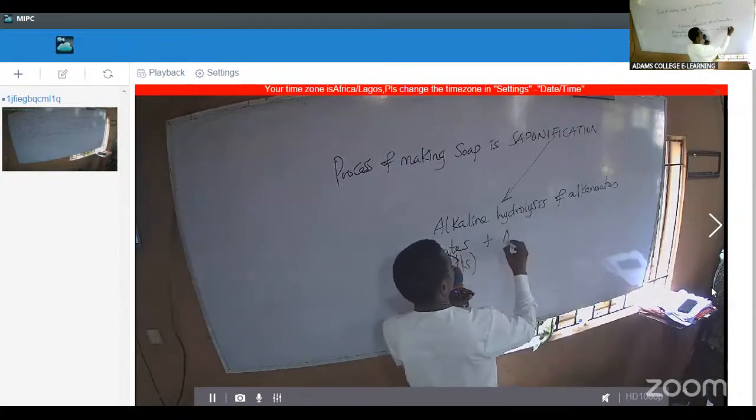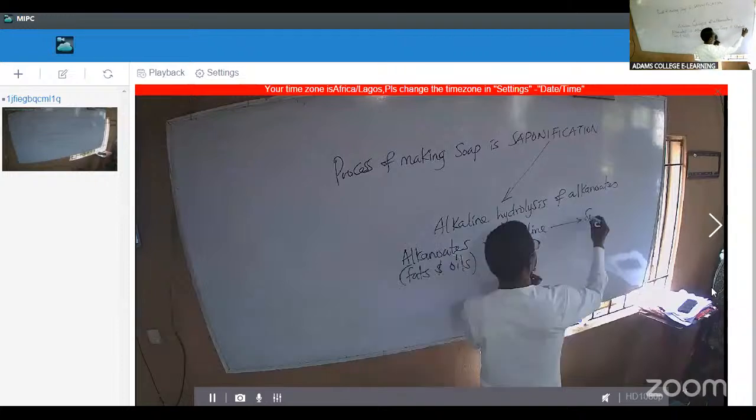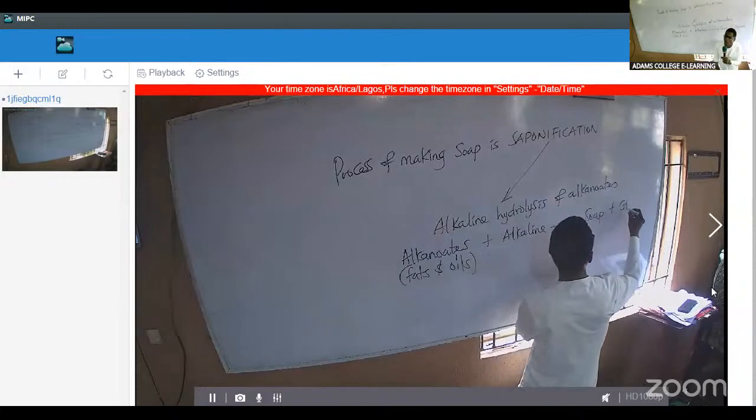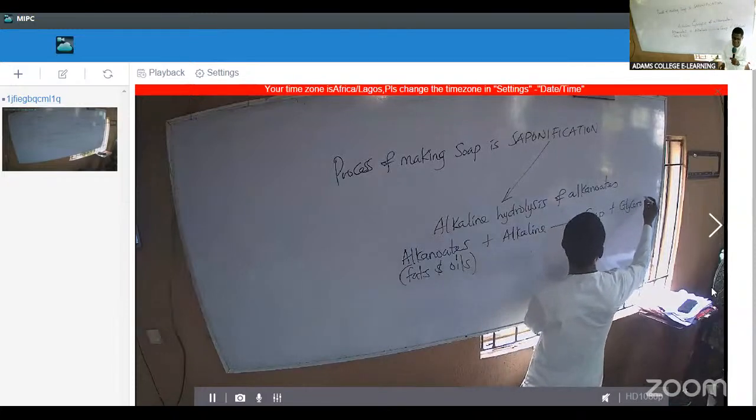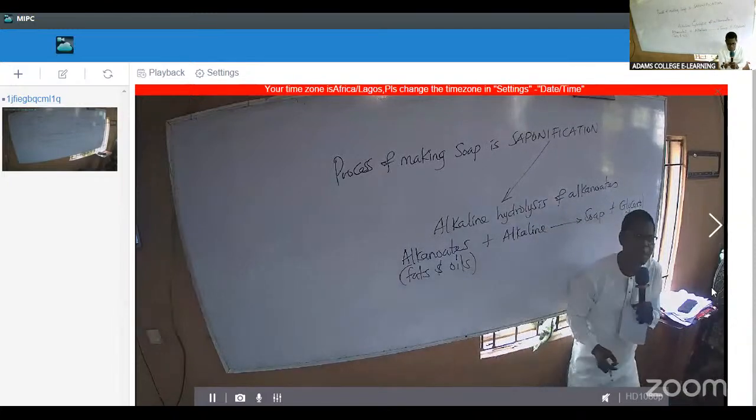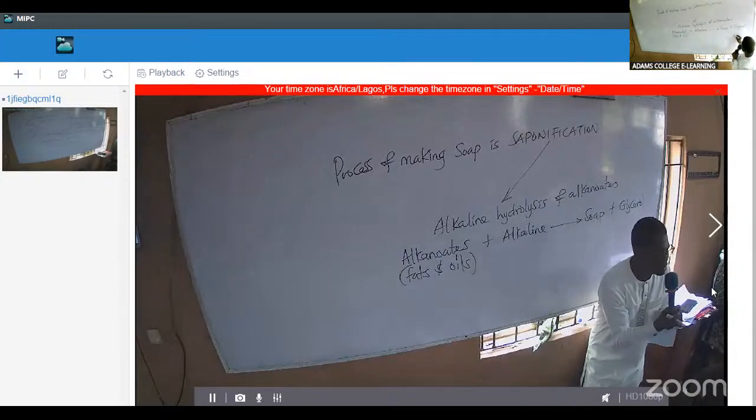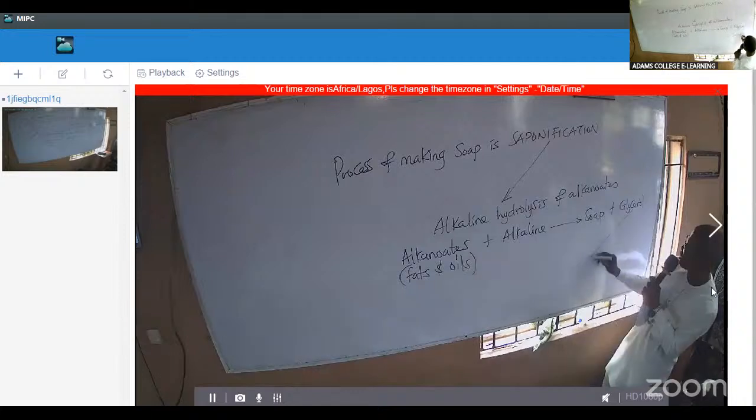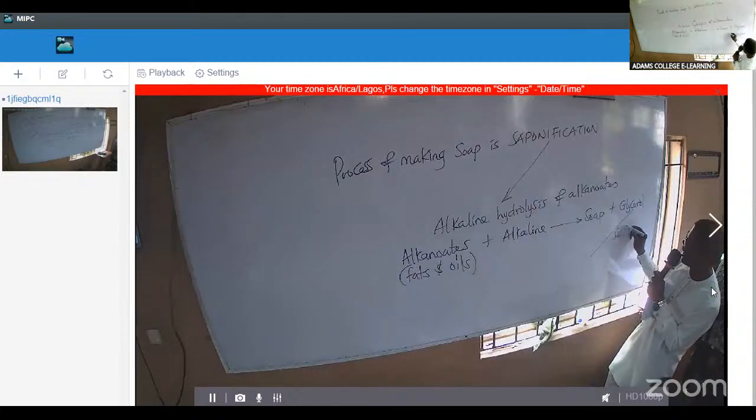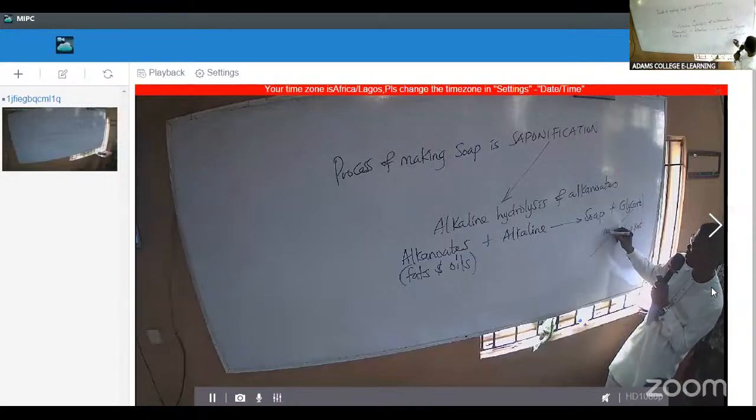Soap and what? The process is called saponification. The glycerol will not make your soap lather very well. It will be oily. So to remove the glycerol, the process is called what? Sorting out. To remove this, it's called sorting out. Claire, what do we use for the sorting out process? Yeah, brine, concentrated sodium chloride.